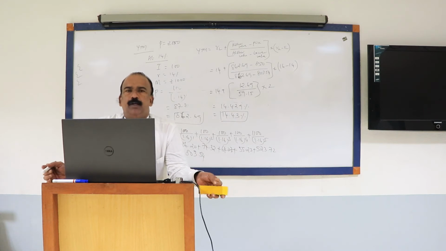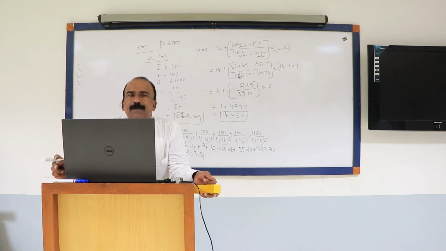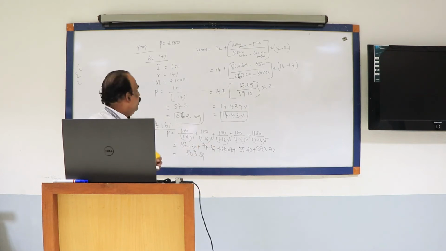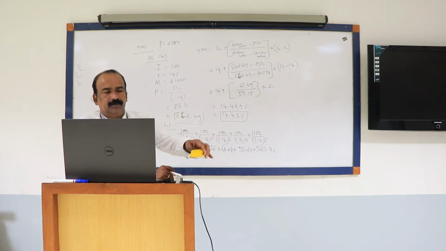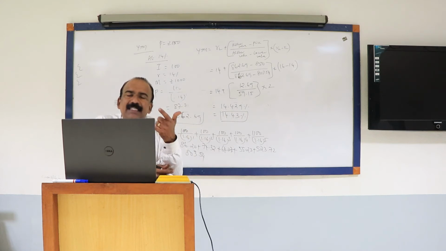Okay, 14.43. So if you take 14.43, you will get exactly 850. So instead of doing it with 1.16, you take 1.1443. If you take 1.1443 power 1 and then 100 divided by 1.1443 power 2, if you calculate, you will get exactly 850. So that is called YTM. YTM means the rate which equates the cash flow from owning the bond with the price of the bond.